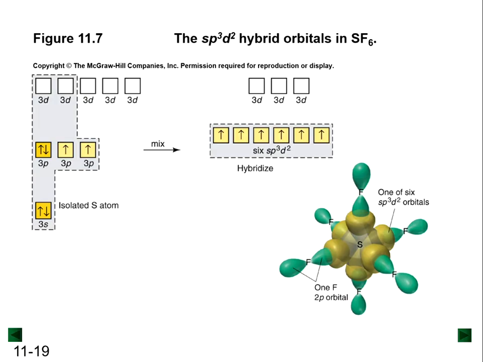Each one of those orbitals interacts with a fluorine atomic 2p orbital that is half filled to produce 6 sigma bonds. And of course, in this case, sulfur would have 12 total valence electrons in this compound, the expanded valency coming from the d orbitals, which can hold more electrons.